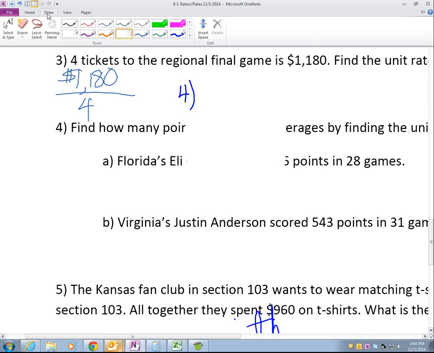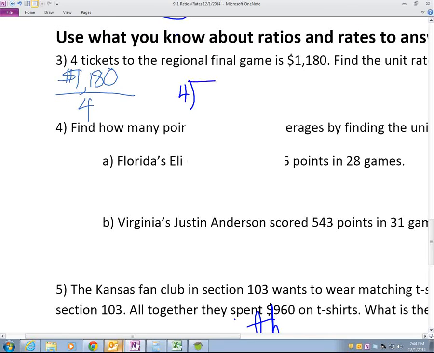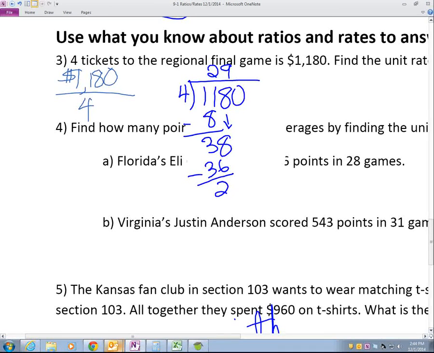Unit rate is going to be 4 divided by 1180 to find the price per ticket, because that's going to be the unit rate we're going to find. That comes out to $295 a ticket.